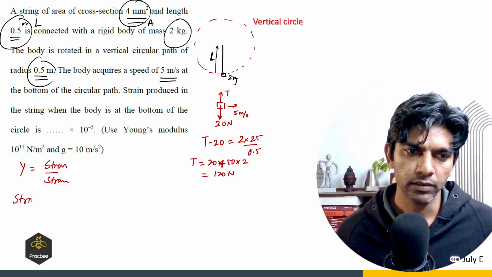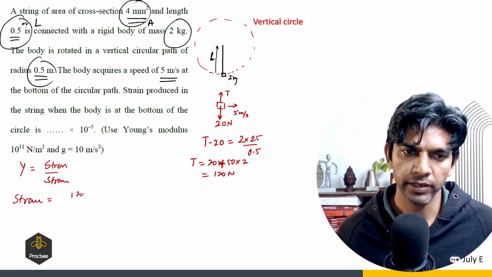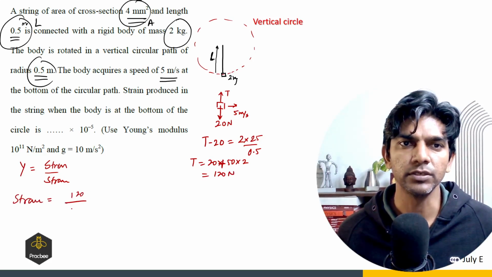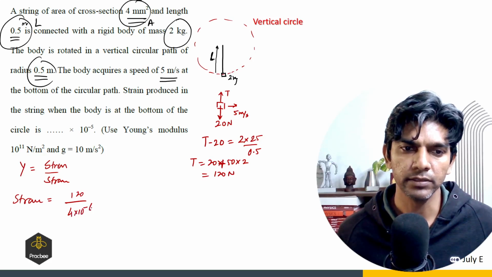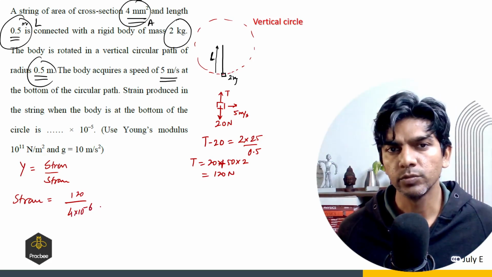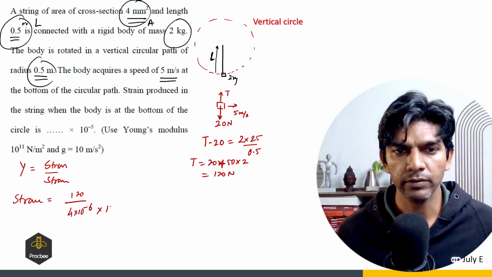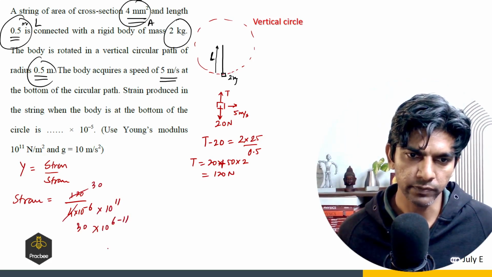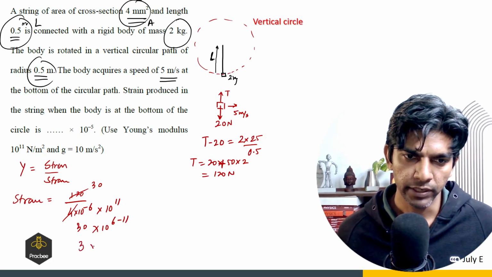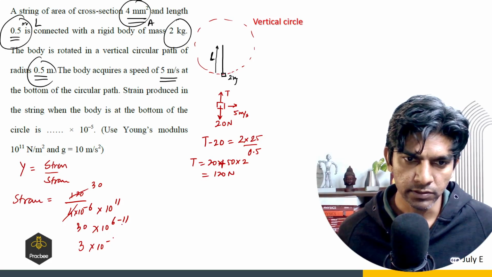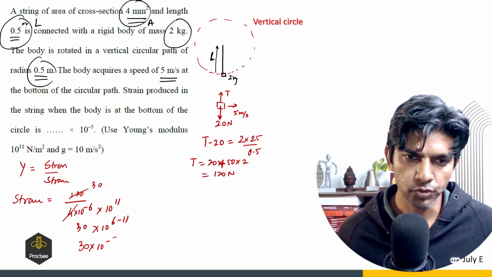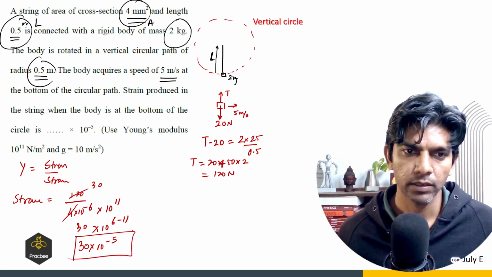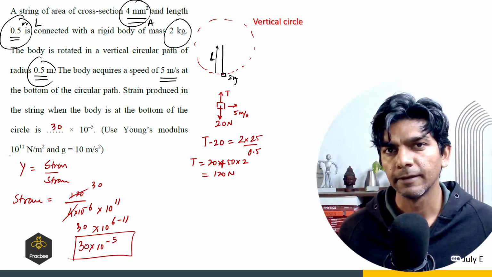So the strain will be stress, that is 120 divided by the area of cross section 4 into 10 raised to minus 6, divided by the Young's modulus which is 10 raised to 11. From this I am getting 30 into 10 raised to the power 6 minus 11, so it will be 30 into 10 raised to minus 5. So the answer will be 30. Right?